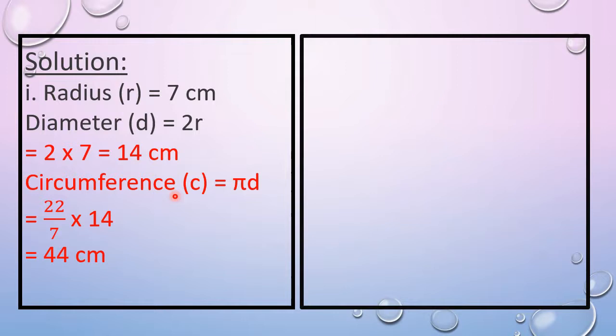So circumference is equal to pi multiplied by d. So pi you already know, that is constant. So 22 by 7 multiplied by 14. So 7 ones are 7, 7 twos are 14. So here 22 multiplied by 2 you will get 44 centimeter. So circumference is 44 centimeter and the diameter is 14 centimeter.